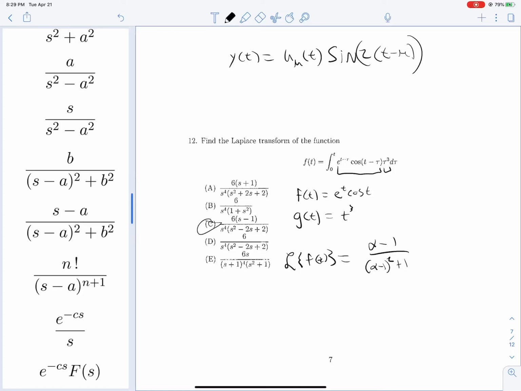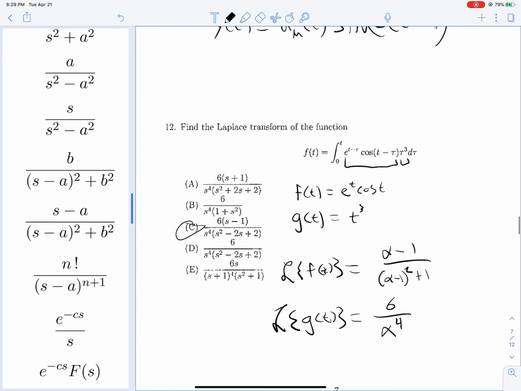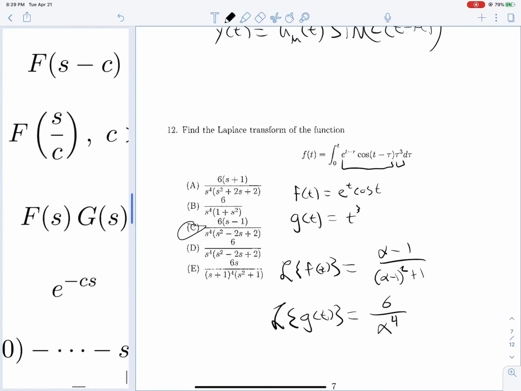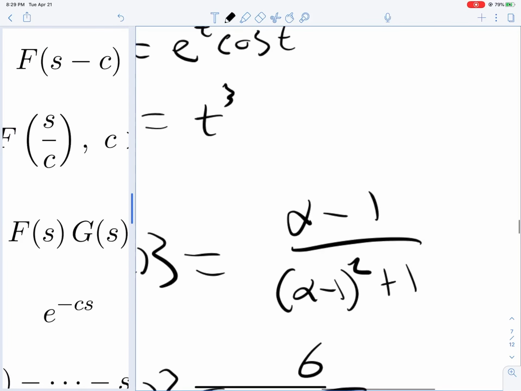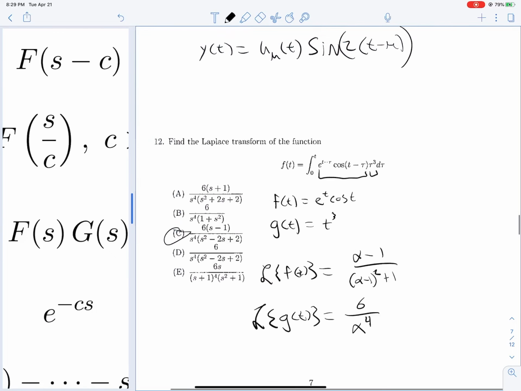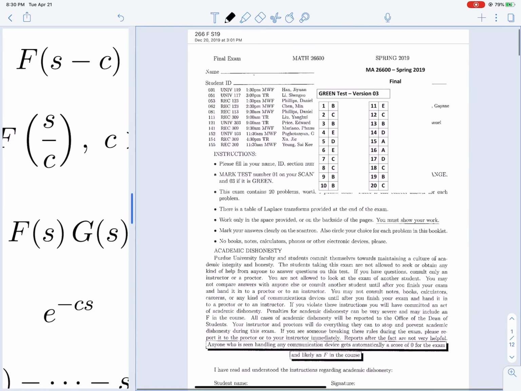just going to circle our correct answer quickly. The Laplace transform of g of t will just be, the Laplace transform of t to the n is n factorial over s to the n plus 1. 3 times 2 times 1 is 6, divided by alpha to the fourth. And that gives us, when we multiply those together by the whole convolution theorem thing that we've got going on right here, option C. Because if you expand this, you get alpha squared minus 2 alpha plus 2. So 12 is C.